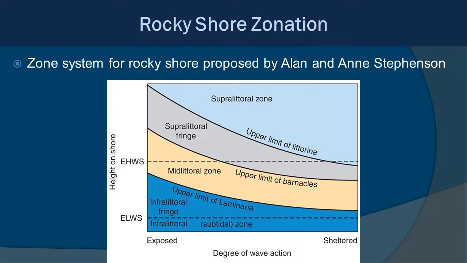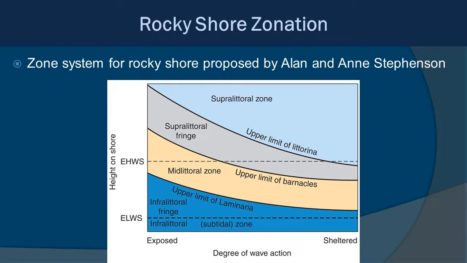If you look at this graph, you'll see height on the shore on the y-axis, and on the x-axis, it would be the degree of wave action from exposed to very sheltered, meaning not so many waves. And from there, you'll see the upper limits of specific types of species. For example, the barnacles, the littoral snails. And you'll also see some various terminology, like the supralittoral fringe, the mid-littoral zone, things like that. That's what we're talking about.